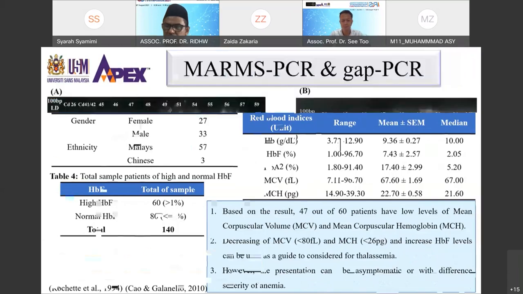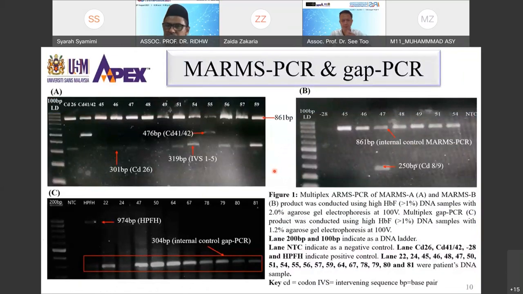So we proceed to the post result of PCR. Figures A and B show the ARMS PCR, while C is the gap PCR. All figures show the internal control so that the sample is okay. Then there are a few mutations here, which are CD26, CD41/42, IVS1-5, and also CD89 at the ARMS PCR. For the gap PCR, there is no mutation here, but it also has the internal control.